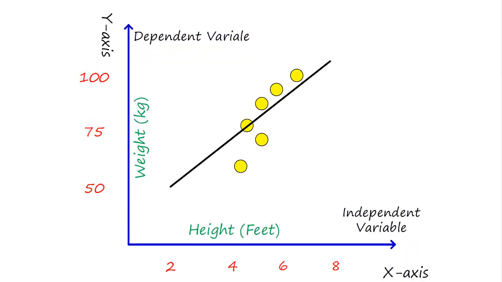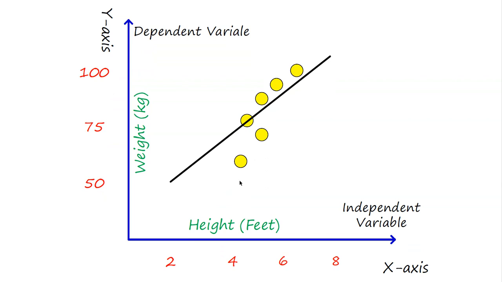Here is the example. As you can see, this person has a height of 4 feet and a weight of approximately 55 kg, and this person's height is 6.5 feet and weight is approximately 100 kg. As the height increases, the weight also increases. This line is the regression line.